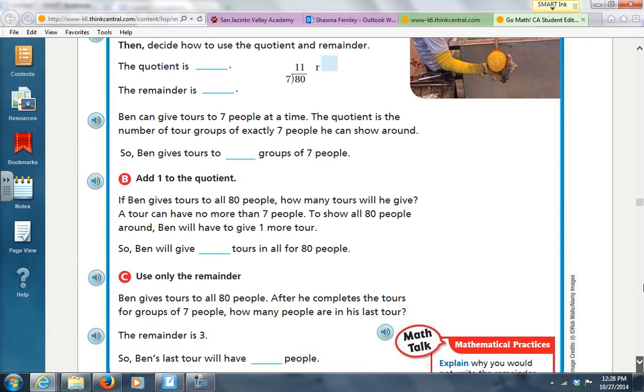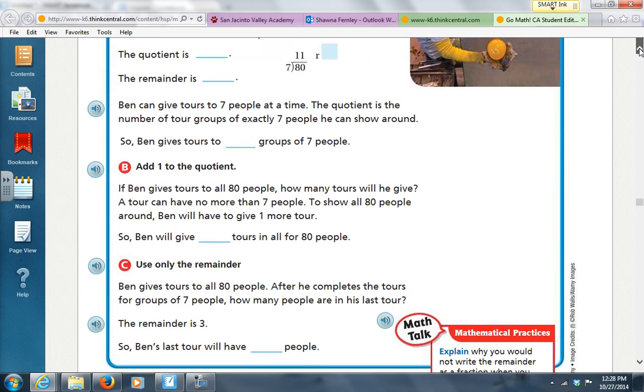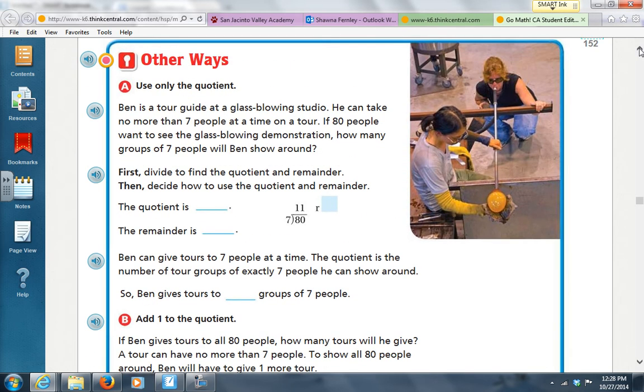Okay, here's another word problem, and something you're going to come across a lot. Ben is a tour guide at a glass blowing studio. He can take no more than 7 people at a time on a tour. If 80 people want to see the glass blowing demonstration, how many groups of 7 people will Ben show around? So first we're going to divide to get the quotient and the remainder. Then decide how to use the quotient and the remainder.